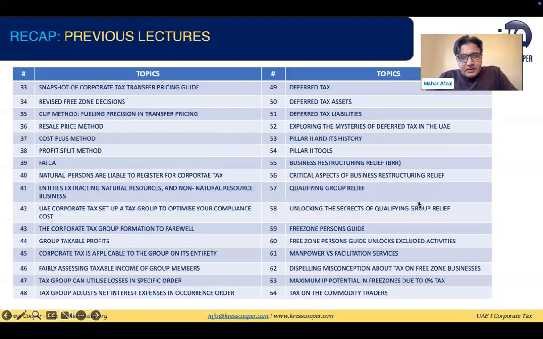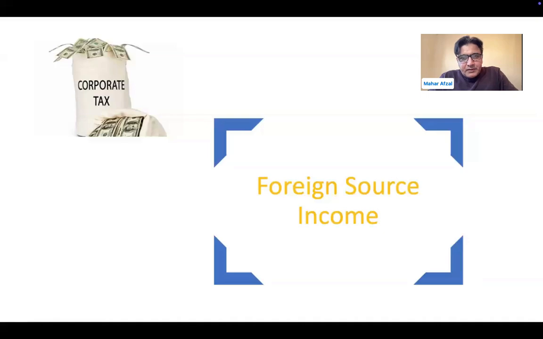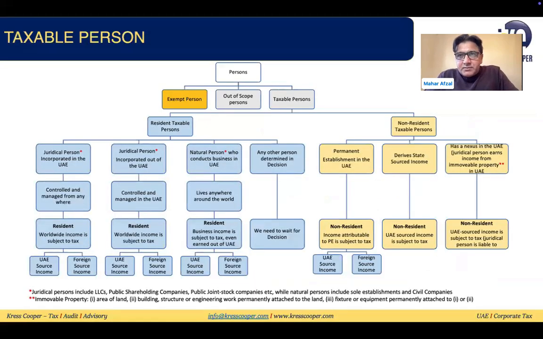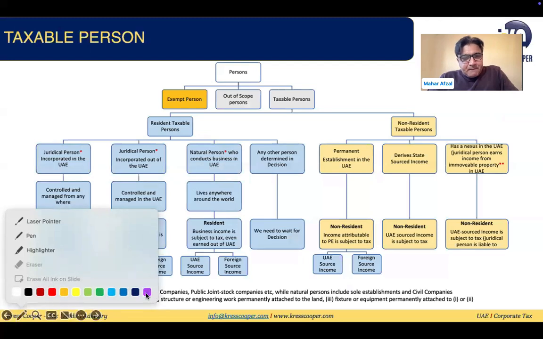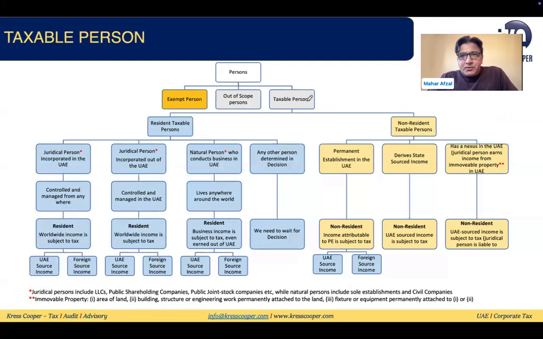These are the previous webinars that we've already gone through on foreign source income. Coming back to the same slide once again. We have already discussed this slide so many times, but again, I'm going to discuss it. As we discussed earlier, a person can be exempt, out of scope, or a taxable person. A taxable person can be generating income as a resident taxable person or as a non-resident taxable person. We have already discussed that for a resident taxable person, their worldwide income will be subject to tax.